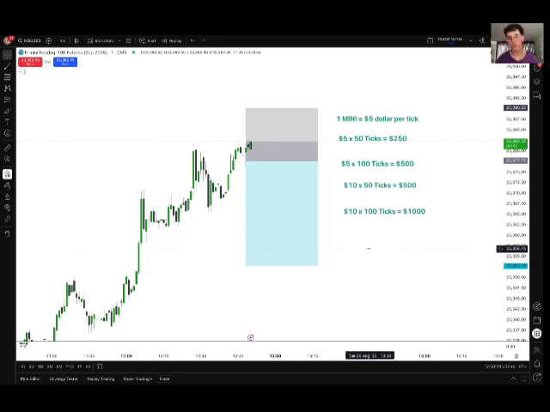You simply have to multiply by how many contracts you are using. The contract size always stays the same. So per tick of micro contract is $0.50. Per tick of mini contract is $5. It's that simple, okay?